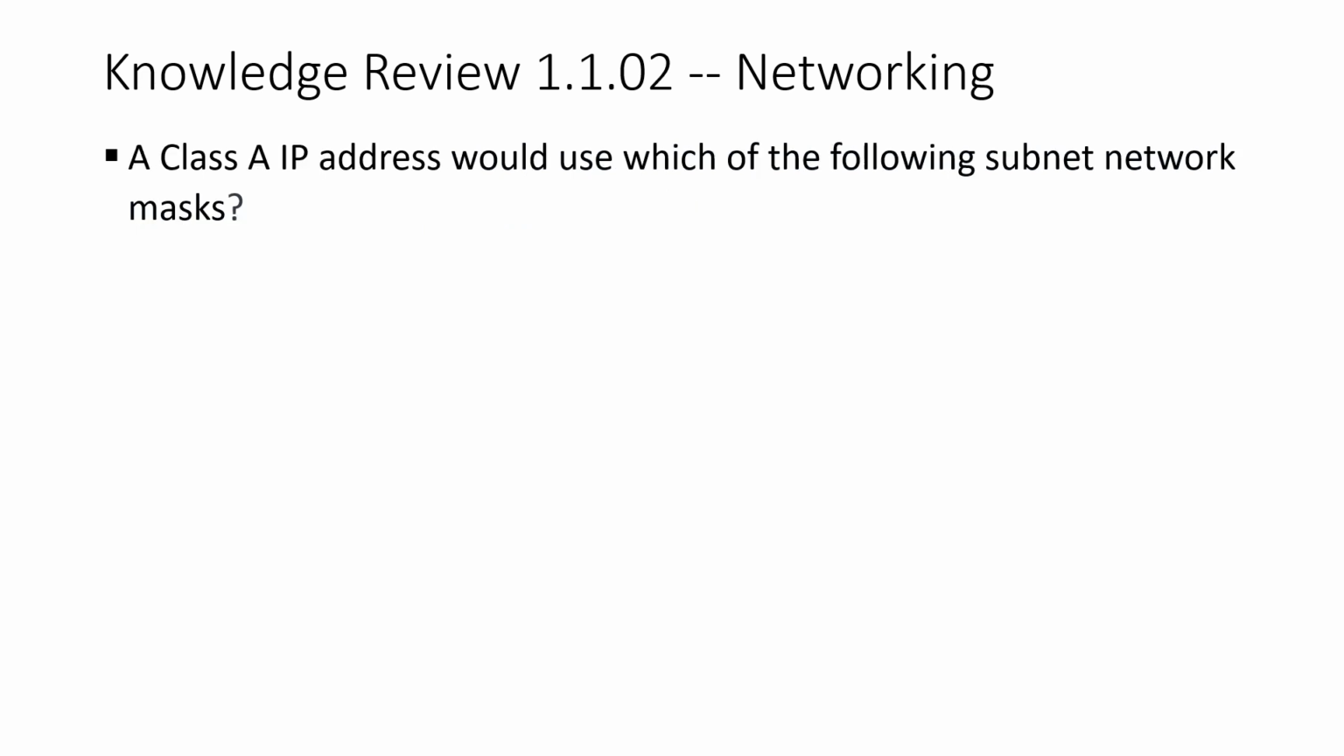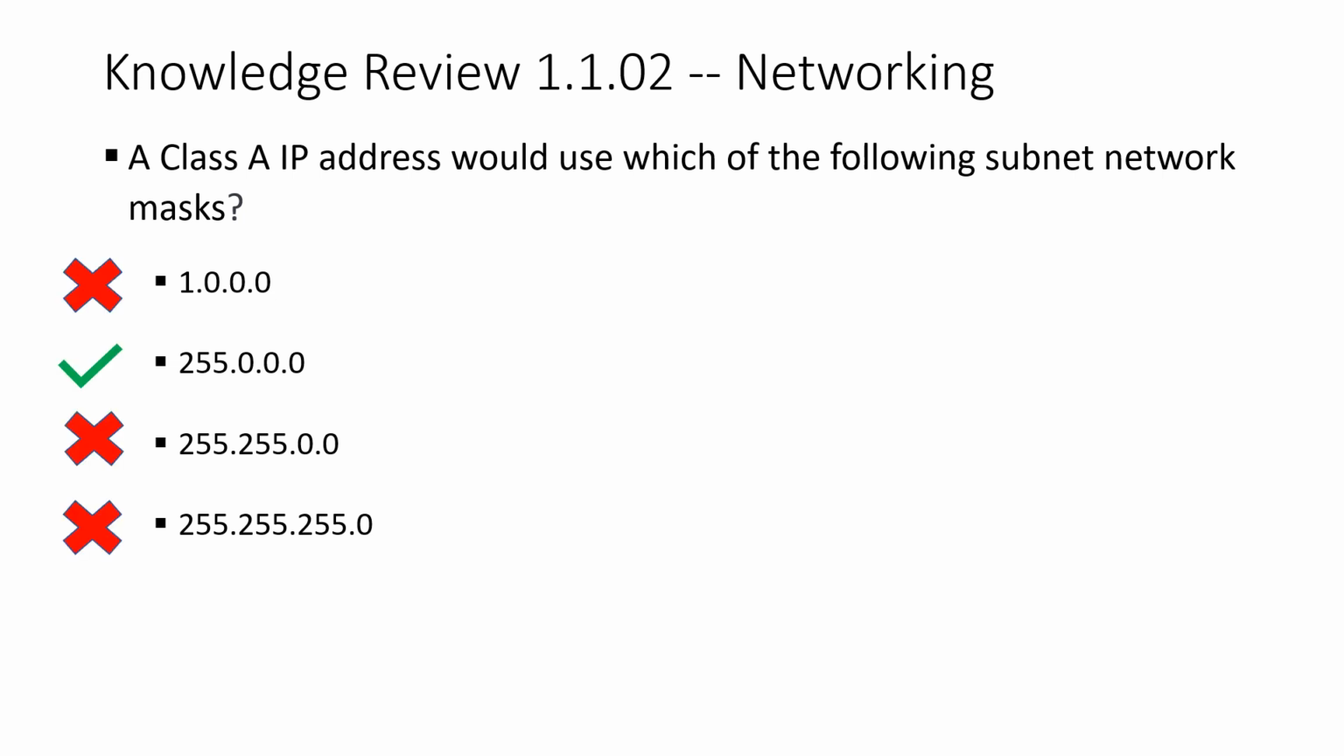A Class A IP address would use which of the following subnet network masks? 1.0.0.0, 255.0.0.0, 255.255.0.0, or 255.255.255.0. The answer to this is 255.0.0.0.